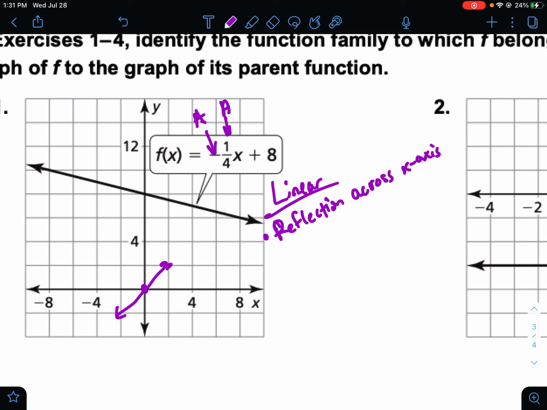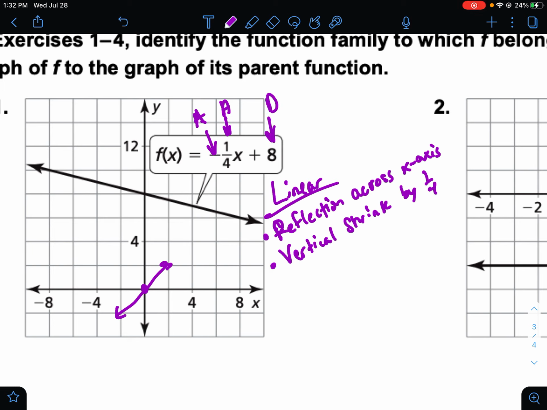The 1/4 is also an A, because it's in front of the x here, it's less than 1. So this is going to actually be a vertical shrink. So a vertical shrink by 1/4, whatever number's there.